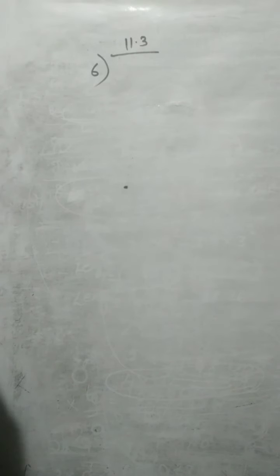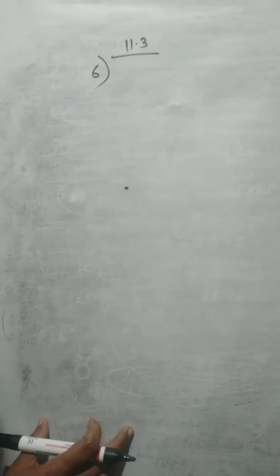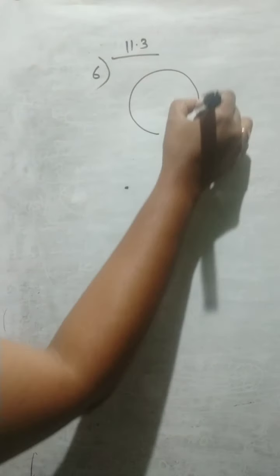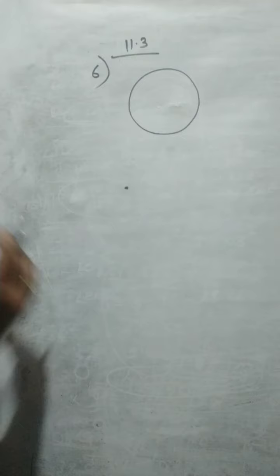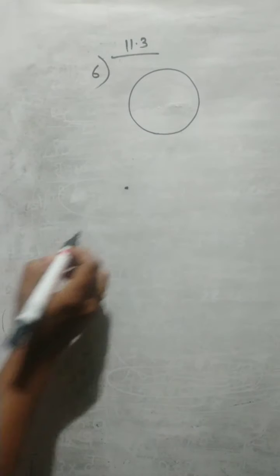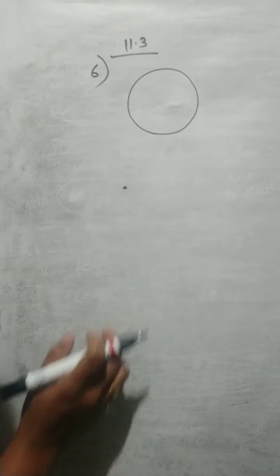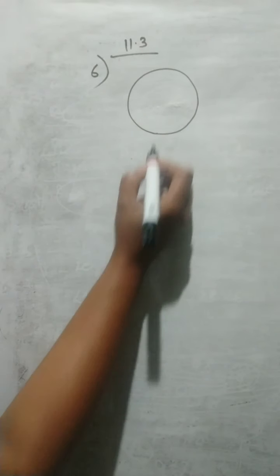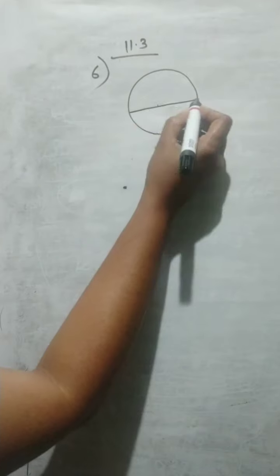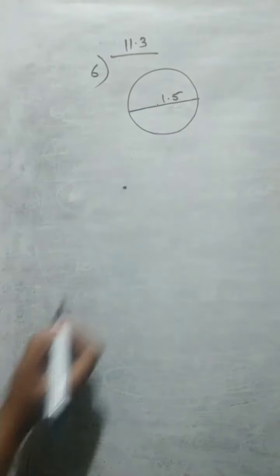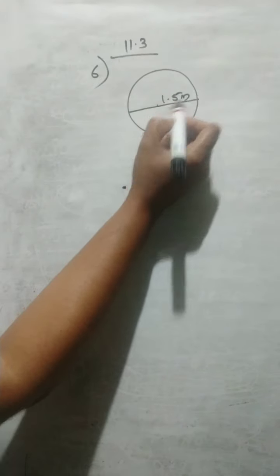So we have one table in circular form. So what is the next one given? Diameter is 1.5 meter.